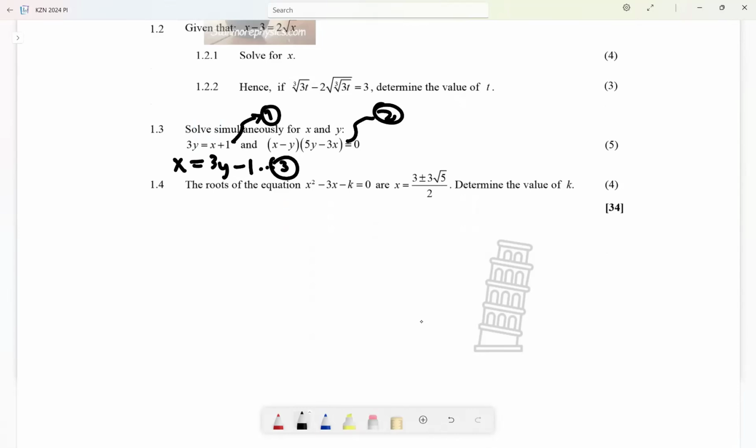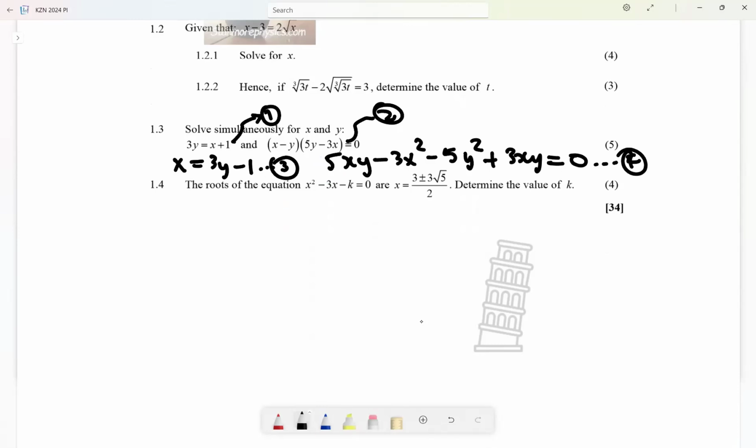What can I do here? I can simplify this. How can I simplify this and multiply out? When I do that, I get x multiplied by this one. x multiplied by 5y becomes 5xy. x multiplied by negative 3x becomes negative 3x squared. Negative y multiplied by 5y becomes negative 5y squared. Negative y multiplied by negative 3x becomes positive 3xy. It is equal to 0. Then this I can say is my equation 4.